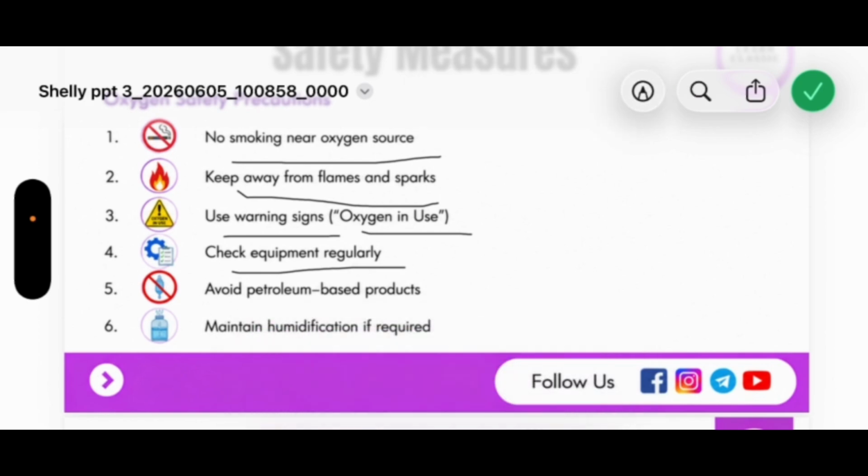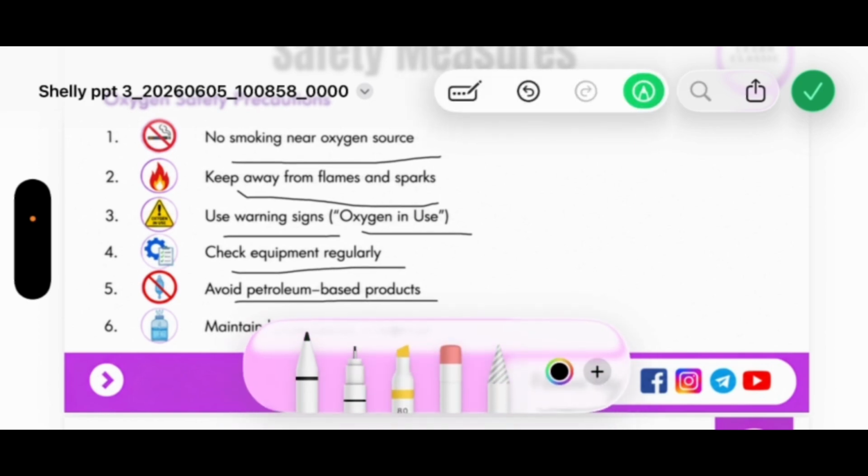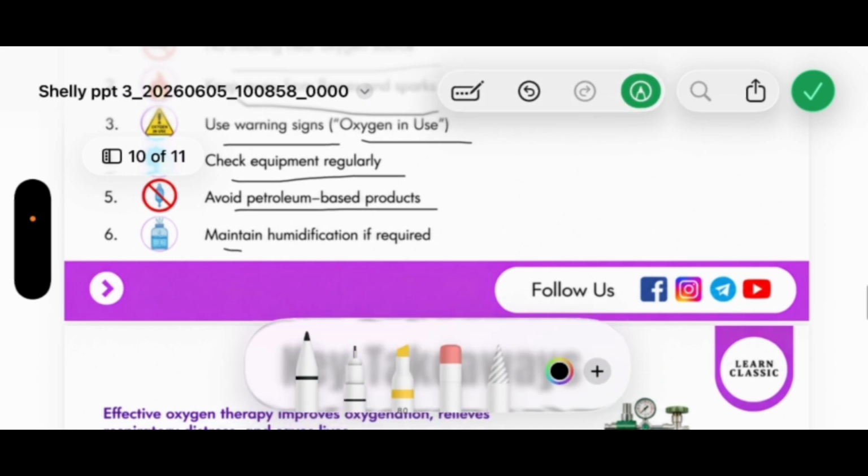Then avoid petroleum based products and maintain humidification if required, because dry oxygen may lead to bleeding, or it may cause cuts. Okay, it will dry the area.